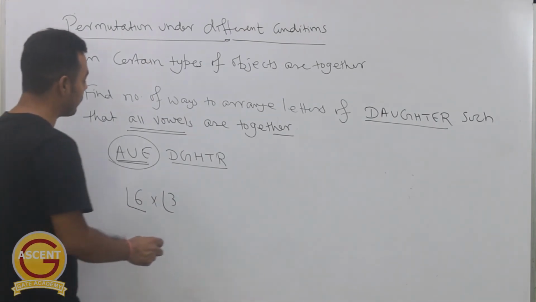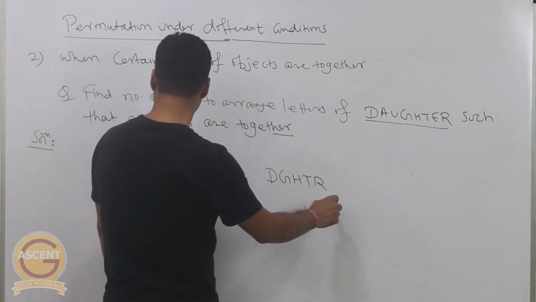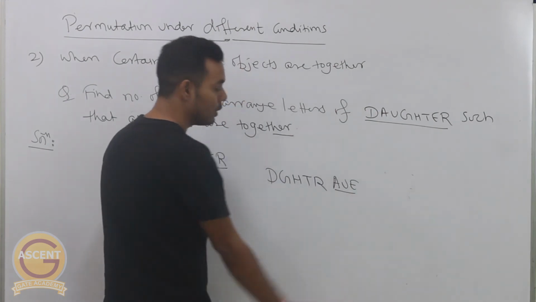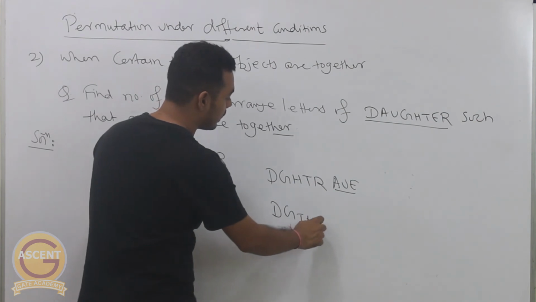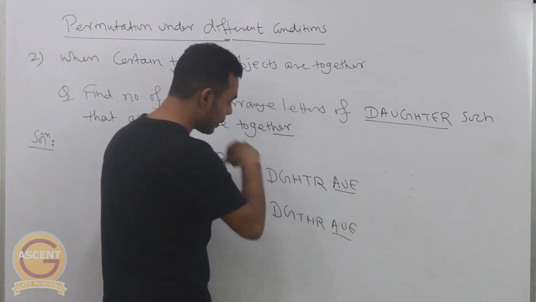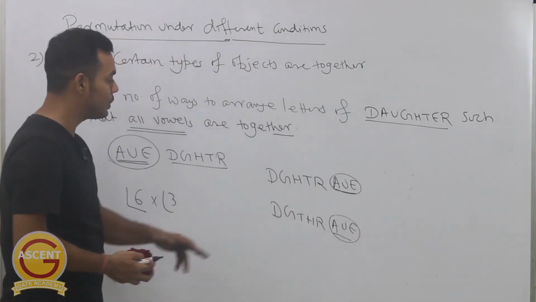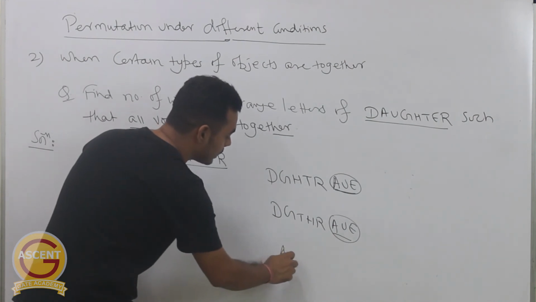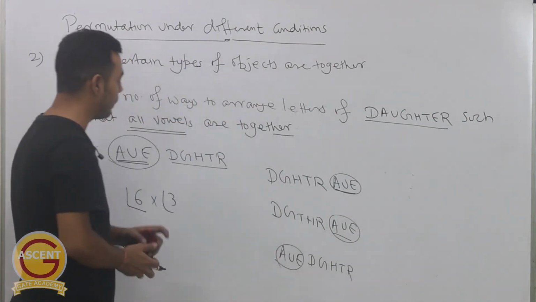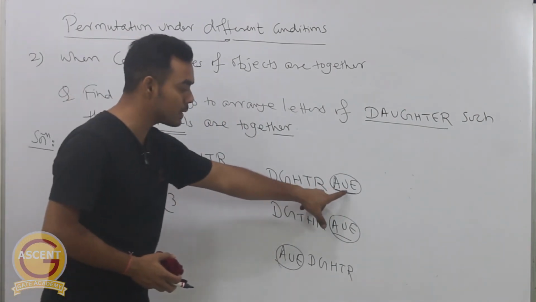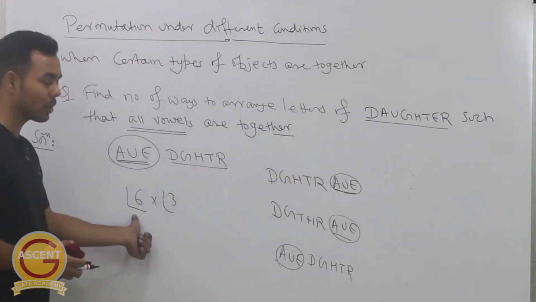Now let me explain this further. Suppose one word is, say, D, G, H, T, R, and then you have A, U, E. Another possibility that you can think of is, say, D, G, T, H, R, then again A, U, E. So in this way, by counting these 3 as one, the total number of ways to arrange these 6 units, maybe you can think of as, say, A, U, E, D, G, H, T, R. So in this way, a total of factorial 6 words you can form. These 3 as 1, and then you have these 5 units. So the total number of ways to arrange these 6 units will be factorial 6.